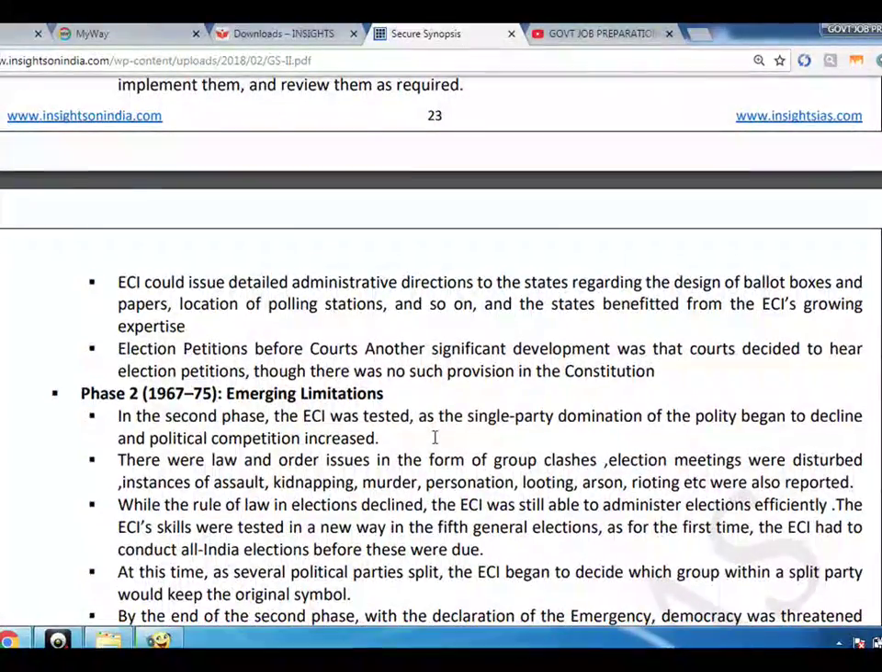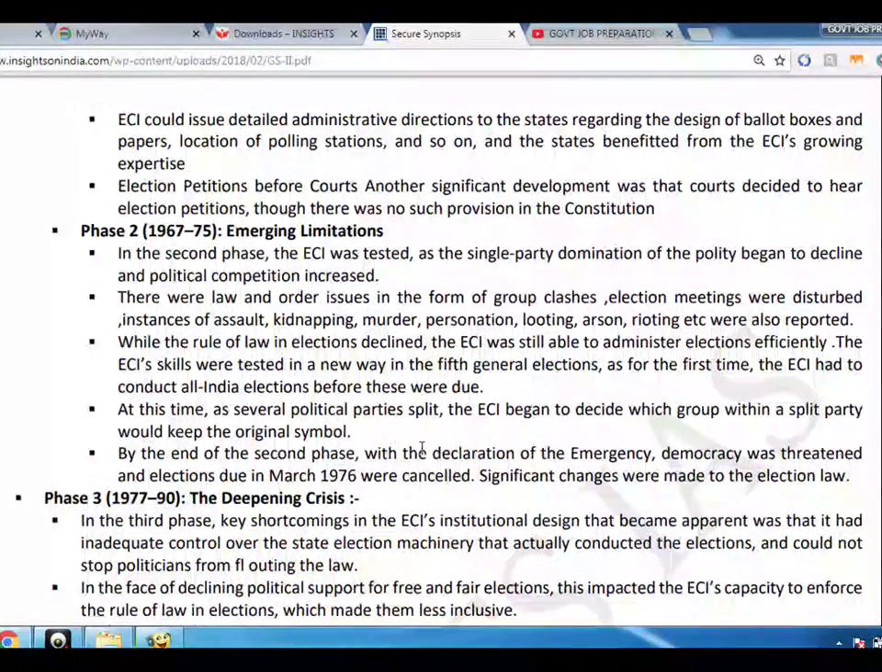ECI could issue detailed administrative directions to the states regarding the design of ballot boxes and papers, location of polling stations, and so on, and the states benefited from the ECI's growing expertise. Election petitions before courts. Another significant development was that courts decided to hear election petitions, though there was no such provision in the Constitution.